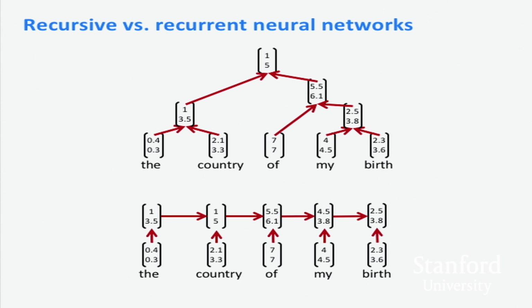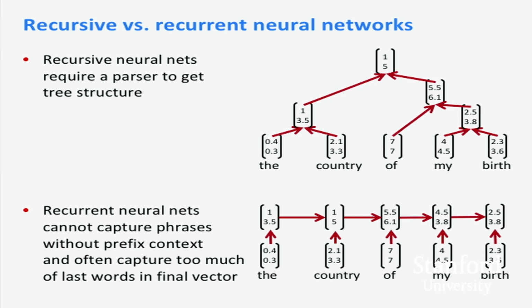There are a couple of other pluses and minuses to think about. The problem of tree recursive neural nets is that you have to get a tree structure. And so this is actually a huge problem. I admit right at the beginning, tree recursive neural networks have not swept the world.